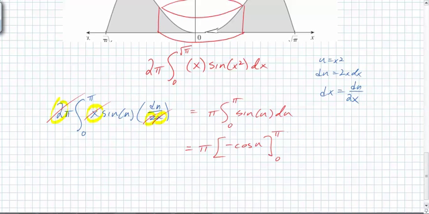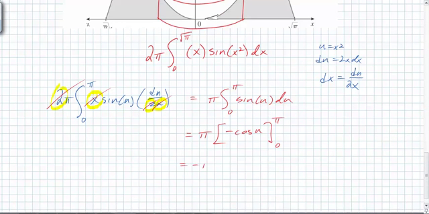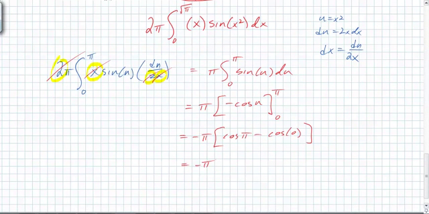0 to pi. And I like to factor out the negative, so negative pi. So it's cosine of pi minus cosine of 0. What's cosine of pi? -1. And what's cosine of 0? 1. So you get -pi times -2, so the answer is 2 pi.